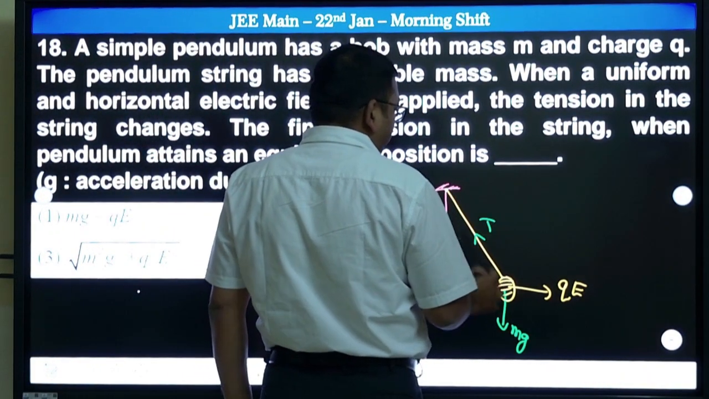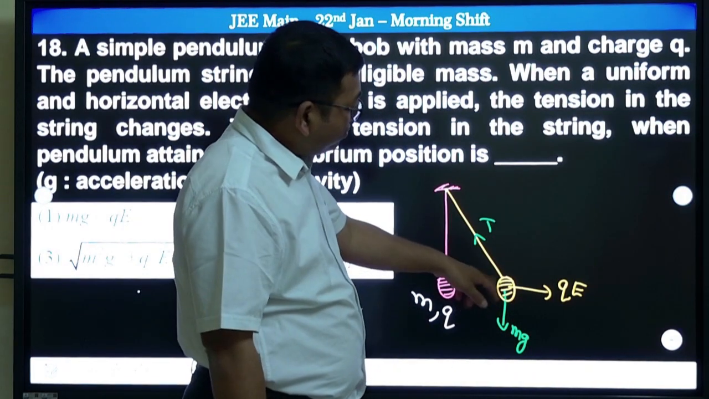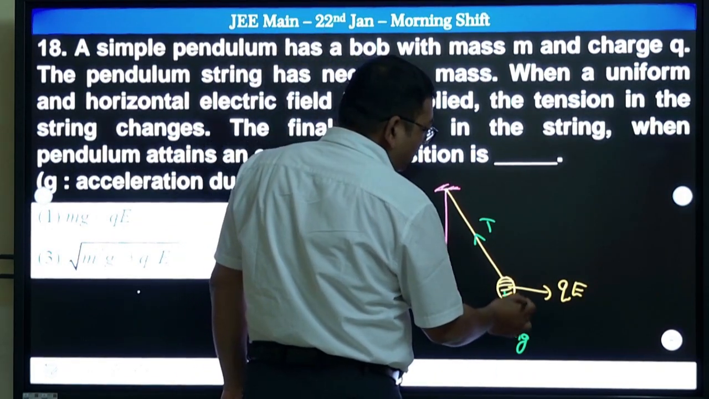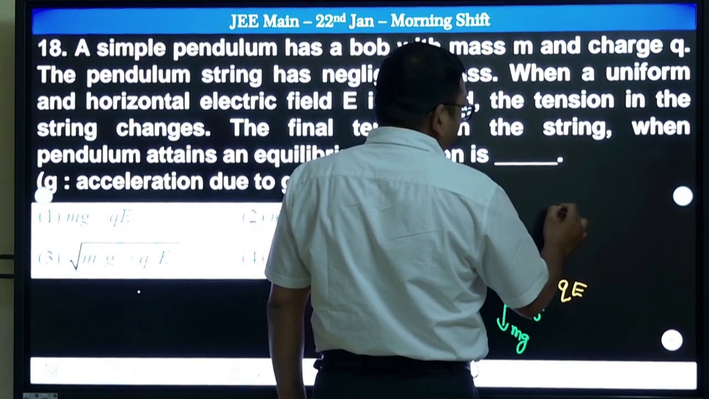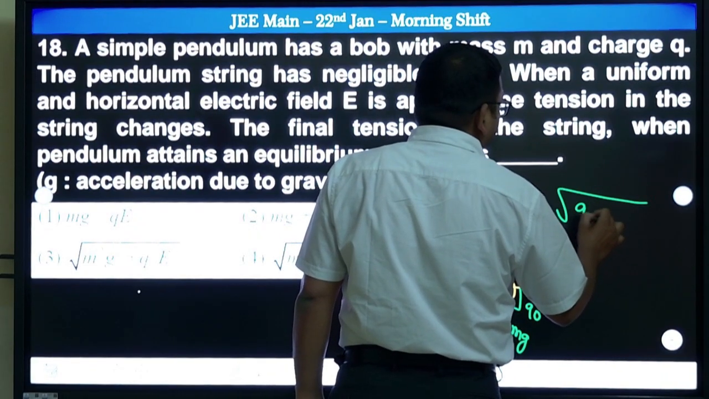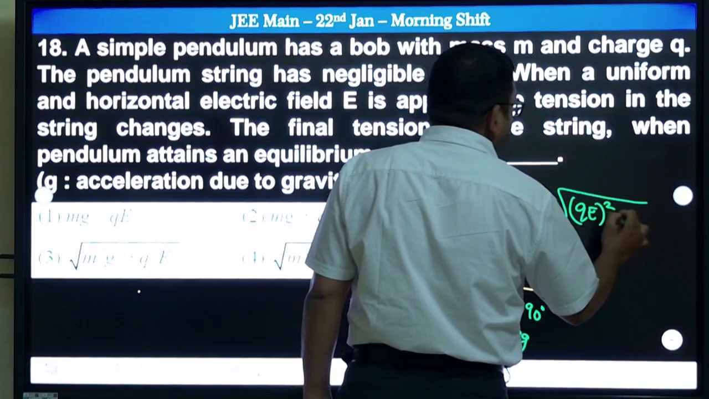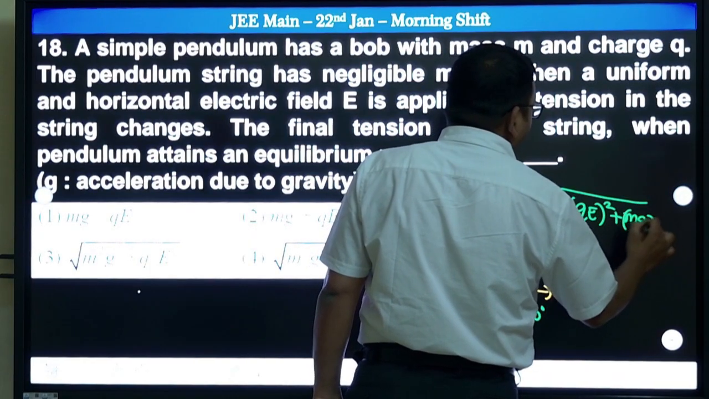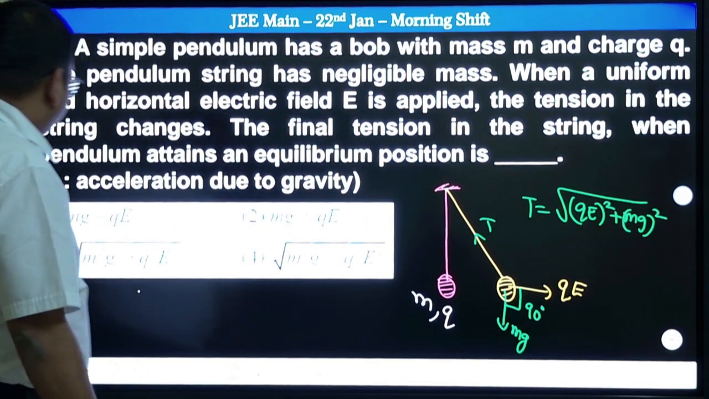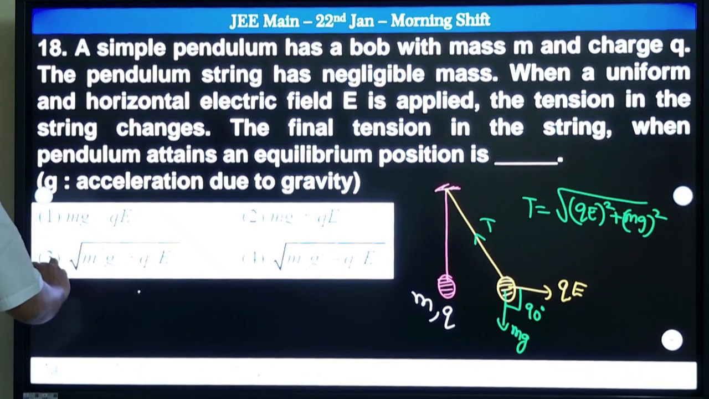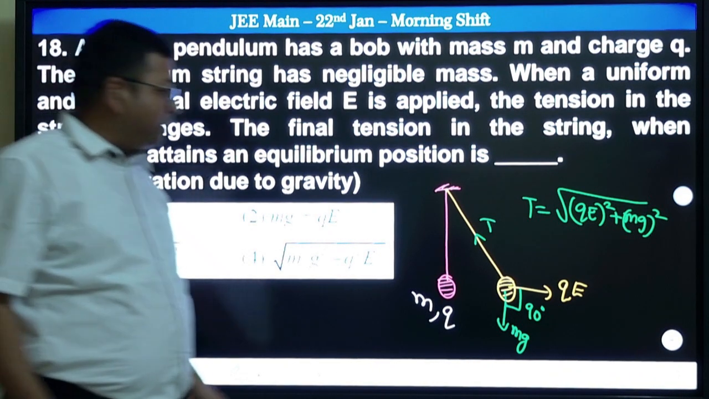So you know that this tension has to balance the resultant of these two, and they are at 90 degrees. So simply the resultant of this is what? Root under (qE) whole square plus (mg) whole square, right? Because they are perpendicular. So this is what the tension will be. Check out. So option number 3. Clear? Right. Let us move to the next.